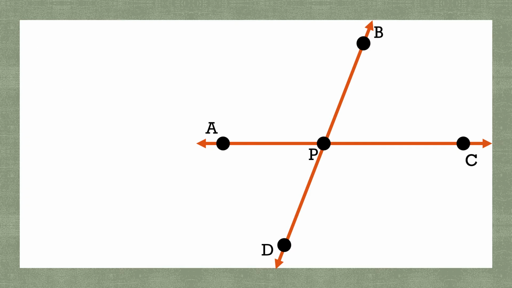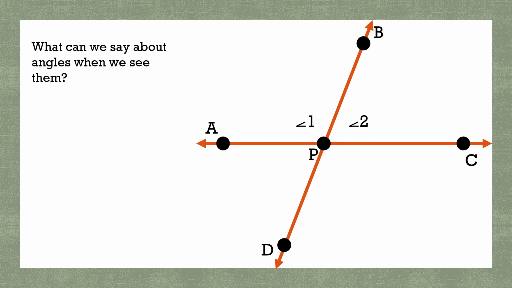Alrighty then, now that we've covered a little bit about opposite rays, let's rename these angles, because saying something like angle APB or angle BPC is just really annoying and it takes a lot of time. So I'm just going to call these angles 1 and 2. So what can we say about angles when we see them? Okay, so this is where we're going to get into an inquisitive mindset. We want to ask questions and we also want to identify what we see and know here.